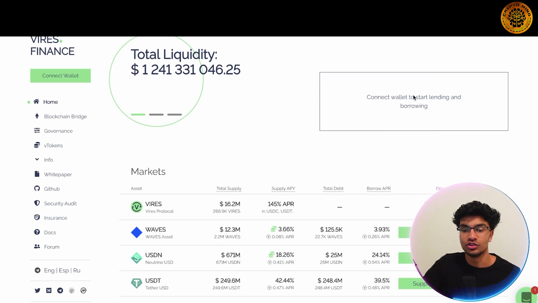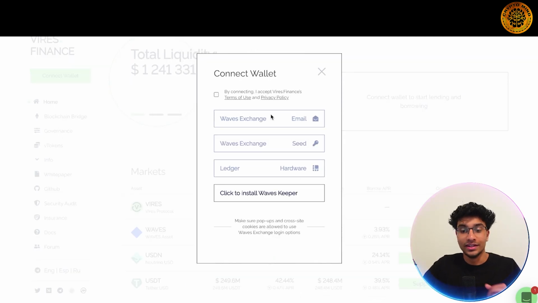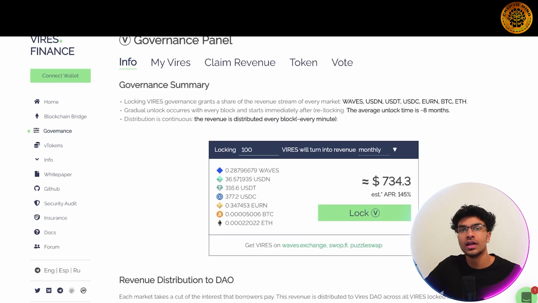Over here is where you'd want to connect your wallet. You click on this, and then it'll take you through these steps that will let you connect your wallet. Now let's take a look at the governance panel and what's going on over here.